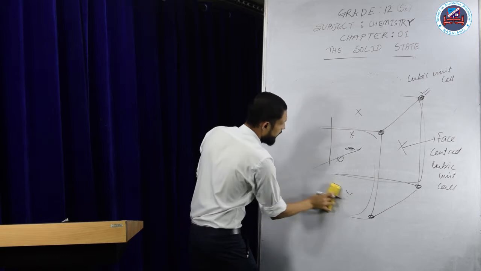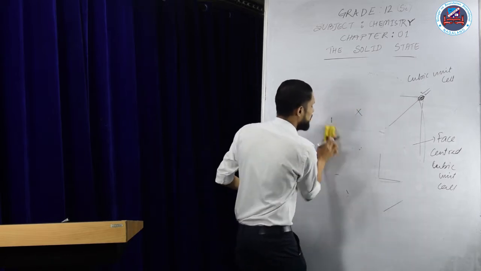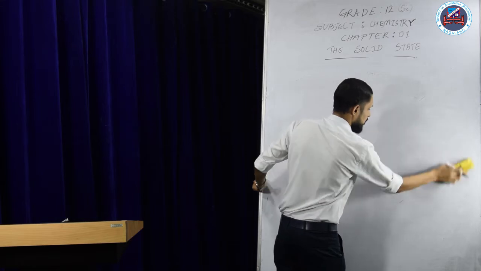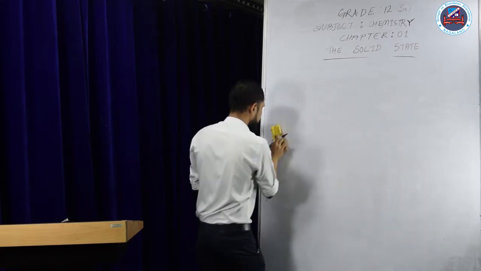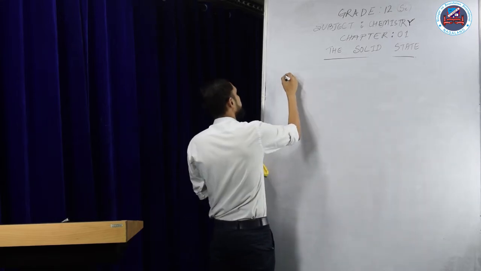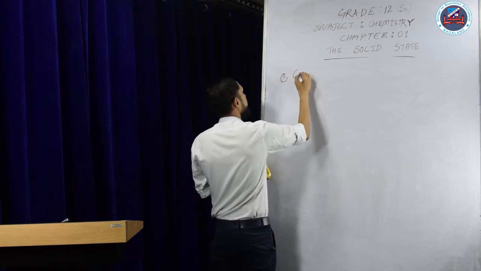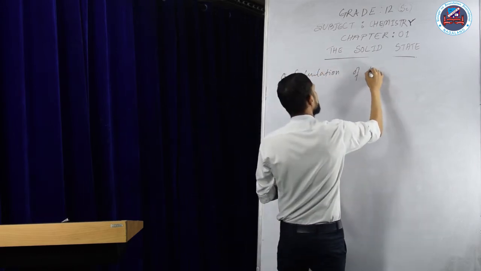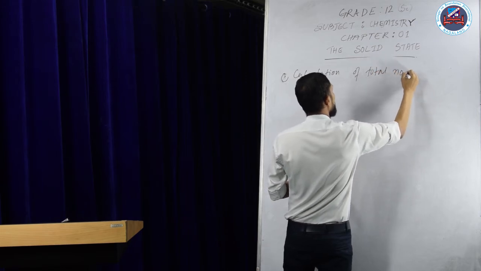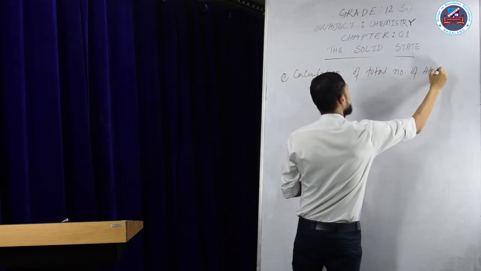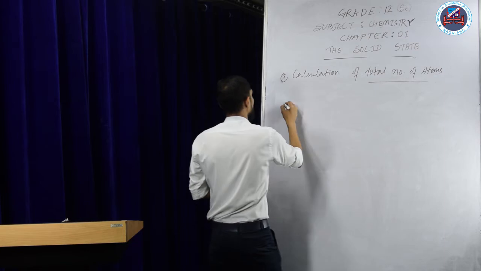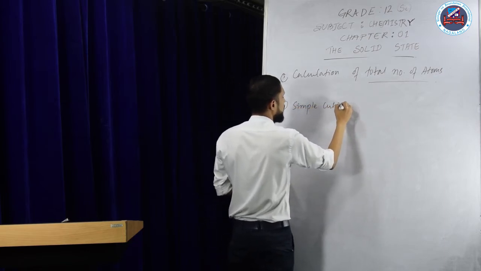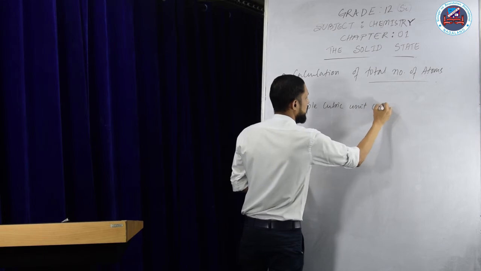So next, we'll calculate the total number of atoms in simple cubic unit cell, body-centered cubic unit cell and face-centered cubic unit cell. So calculation of total number of atoms. Number 1, we start with simple cubic unit cell.